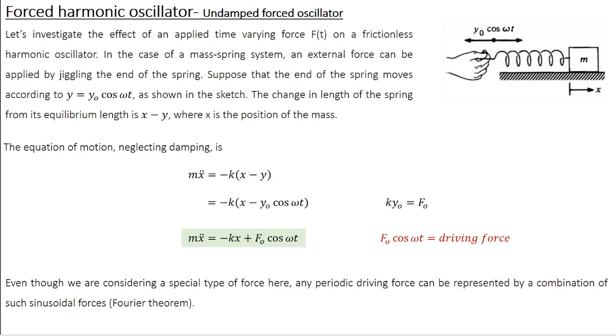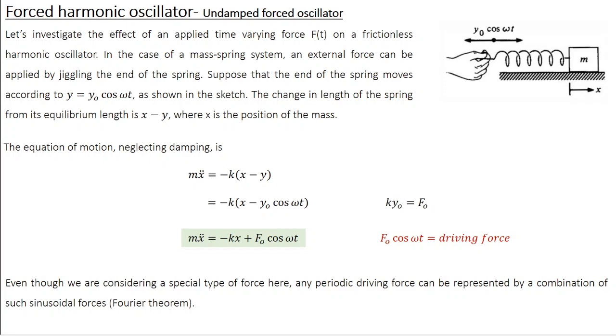In the last couple of classes, we were discussing the simple harmonic oscillator and the damped harmonic oscillator. We have seen that in the case of a simple harmonic oscillator, the motion is completely determined by the restoring force. Now let's see what happens when, in addition to the restoring force, there is also another external force acting on the system. Such a system is known as a forced harmonic oscillator or driven harmonic oscillator.